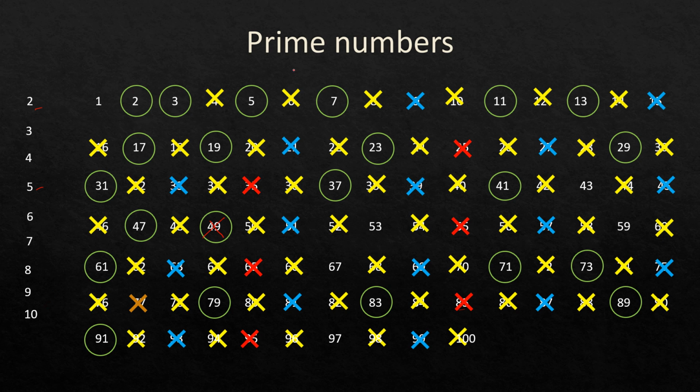numbers. 2, 3, 5, 7, all these are prime numbers. This is a small exercise to more clearly understand what prime numbers are. We have only included numbers from 1 to 100. So these are the prime numbers. Hope this was helpful.